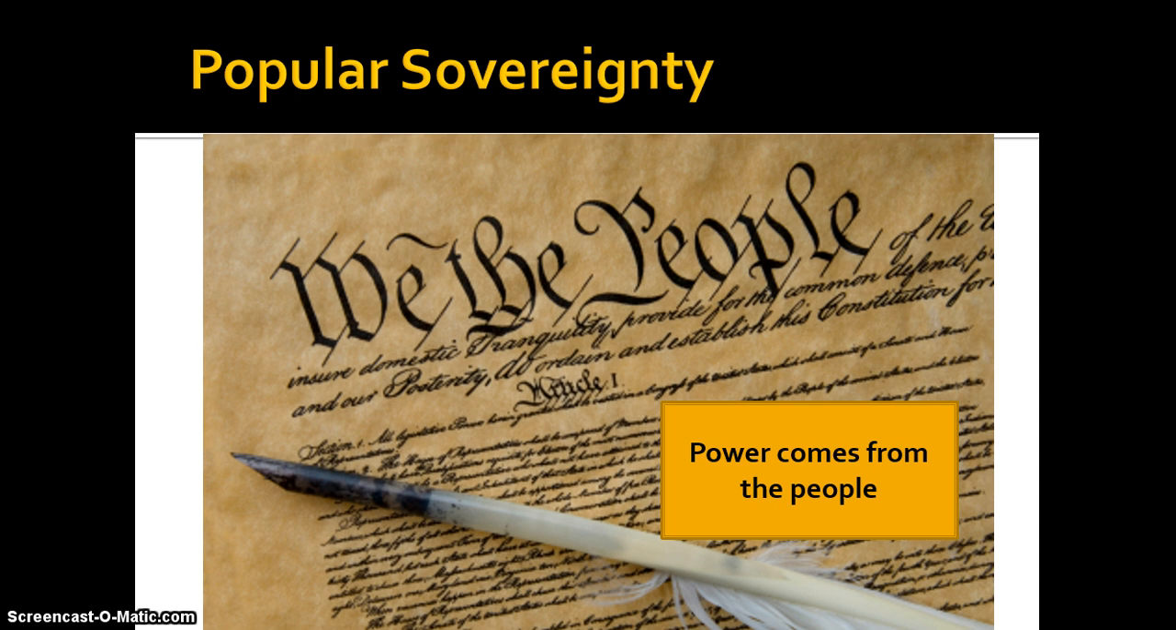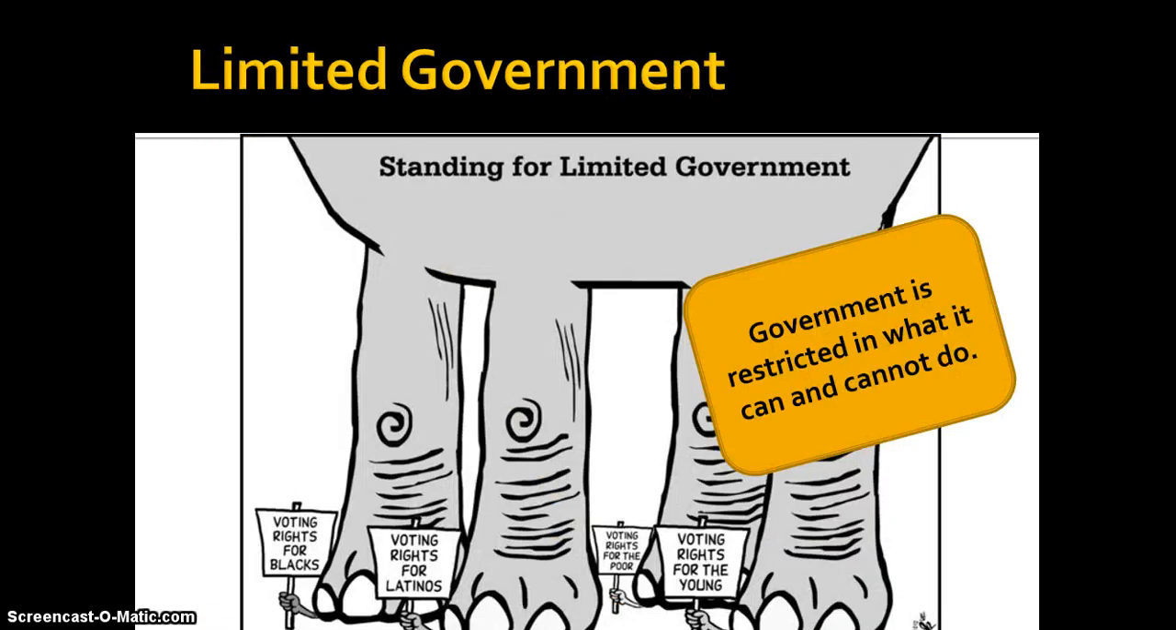If we, the people, decide that we want our power back under popular sovereignty, we can do a few things. We can vote people that we've elected out of office, and probably the most extreme or radical would be that we could have another revolution, and that would be one way that we could take our power back from the federal government. This is popular sovereignty.